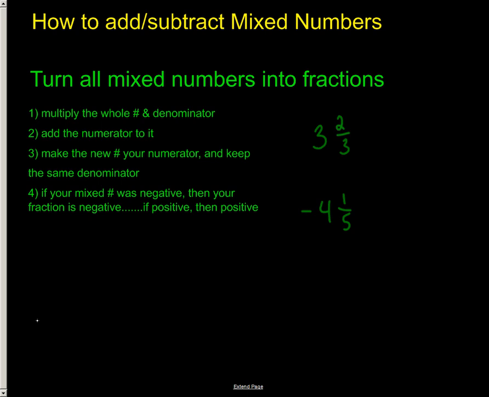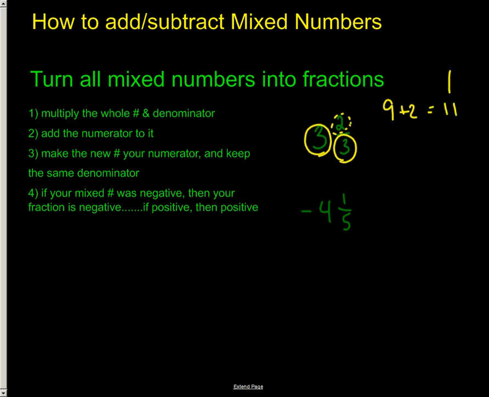If you're going to add and subtract mixed numbers, you better turn them into improper fractions. So how do we do that? You take the whole number and you multiply it by the denominator. So 3 times 3 is 9. And then you take the numerator and you add that to it. So 9 plus 2 is 11.